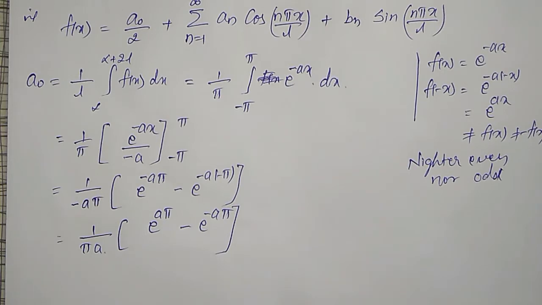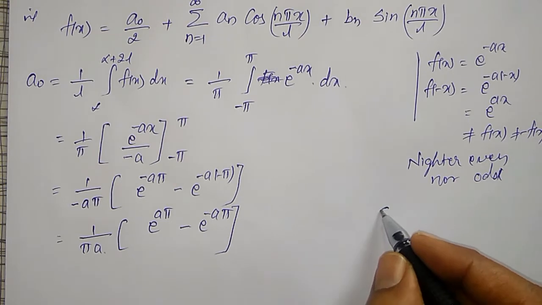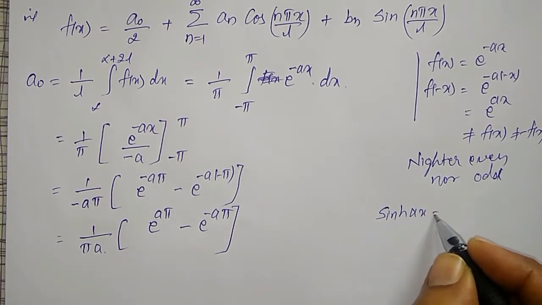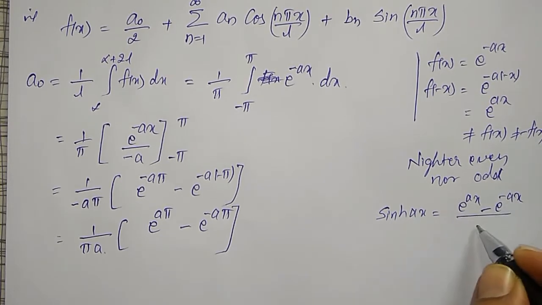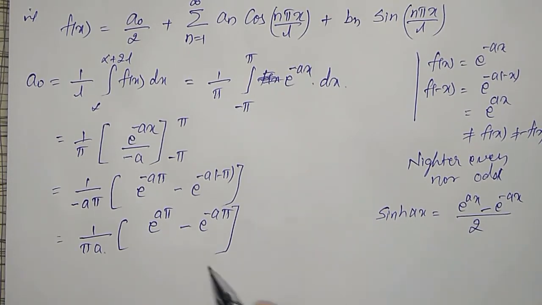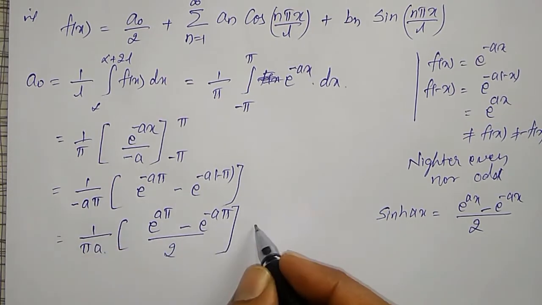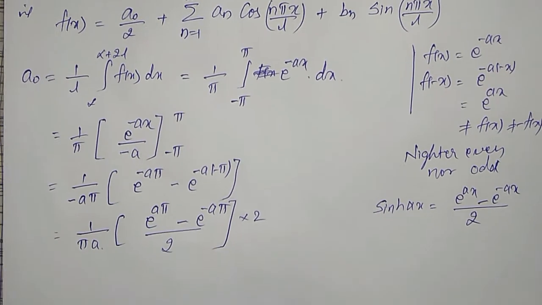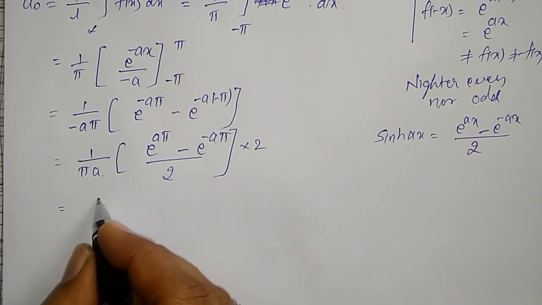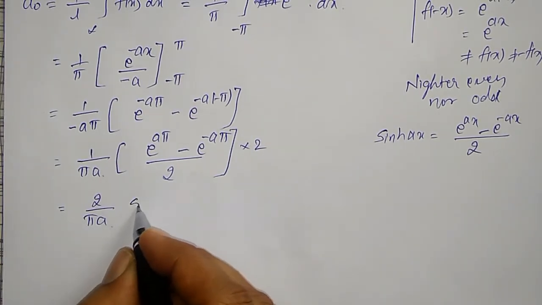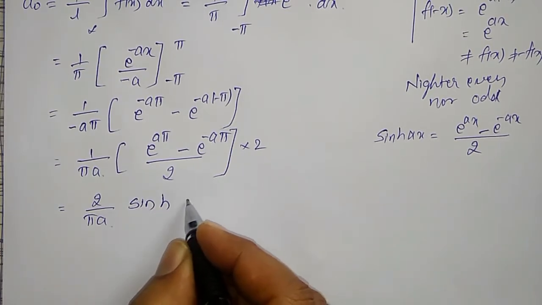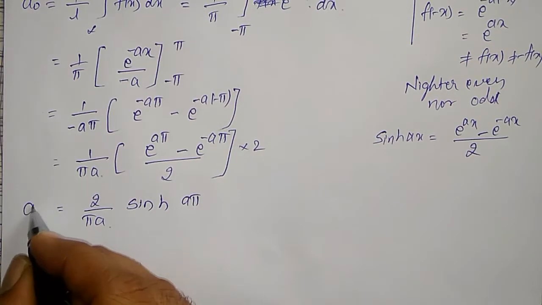This is the required one, but to convert into sine hyperbolic, it is very similar: sine hyperbolic ax is equal to e to the power ax minus e to the power minus ax divided by 2, a formula we know. That's why it is very much similar, only divided by 2 is not there. Therefore dividing by 2 and multiplying by 2, I can write it as 2 divided by pi a into sine hyperbolic a pi. This is my a naught.